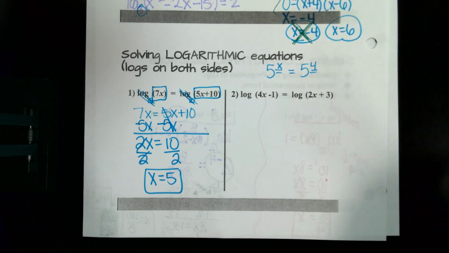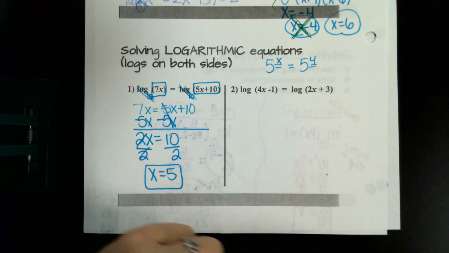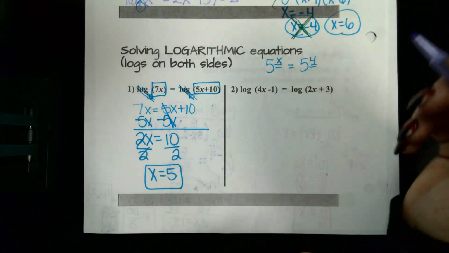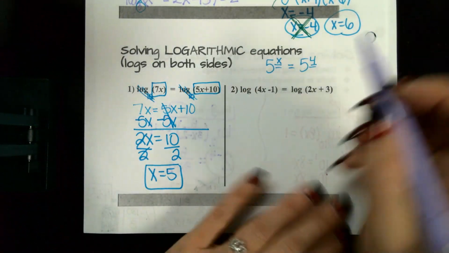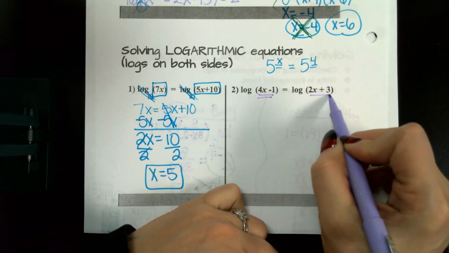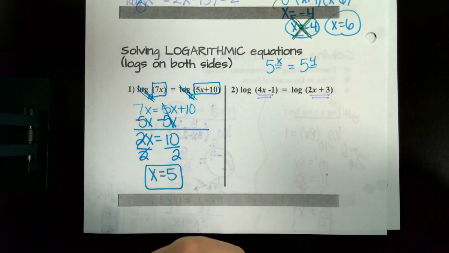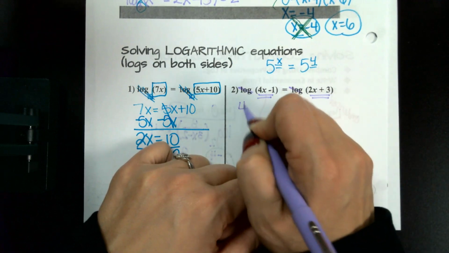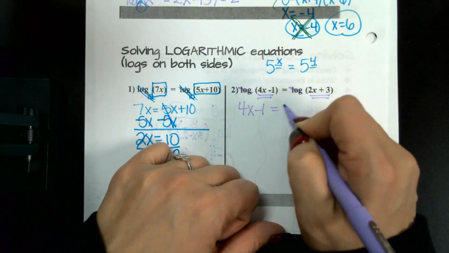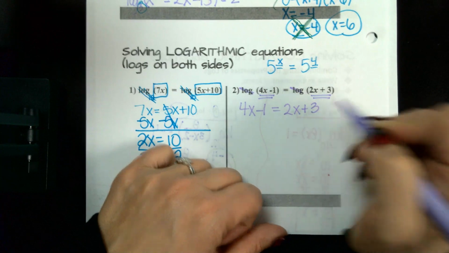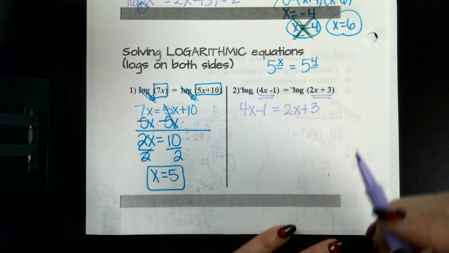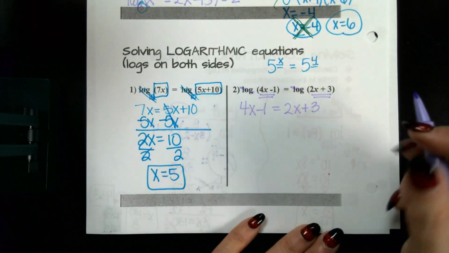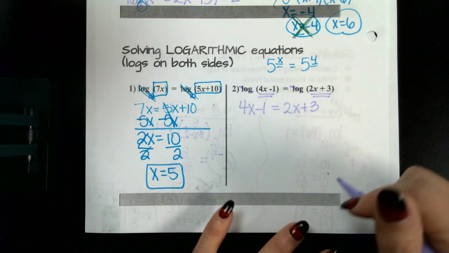Okay, cool. This one over here, you've got 1 log per side only, which means this expression has to be equal to this one, otherwise there wouldn't be an equal sign between them. Okay, so we get to ignore the word log, and we're just setting 4x minus 1 equal to 2x plus 3. All right, what would you guys do first?